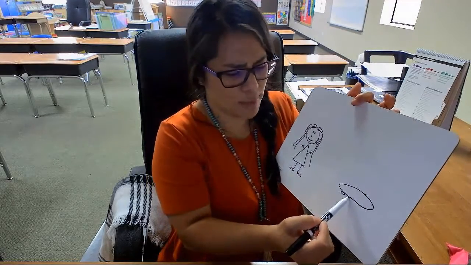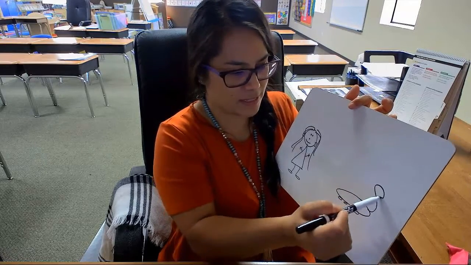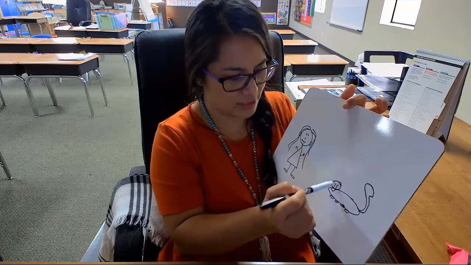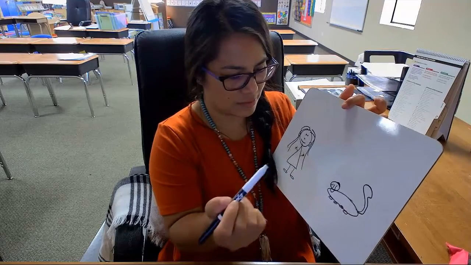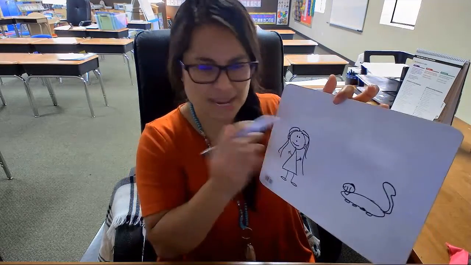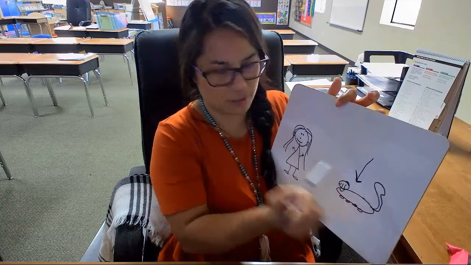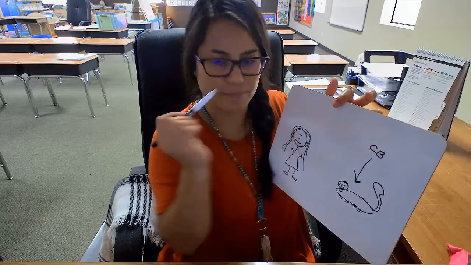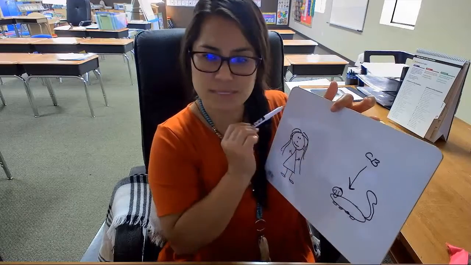Okay, I'm going to do the best I can. It doesn't have to be perfect. He has a little tail. And there is my dog. Where's my dog? His name is CB, my dog. So I'm going to draw a little arrow. And I'm going to put above the arrow his name. His name is CB. So that way you know my dog's name is CB.